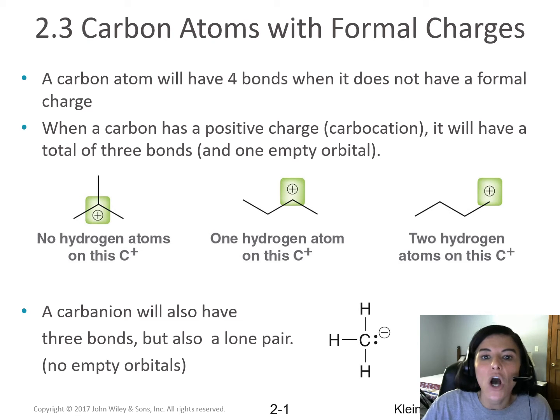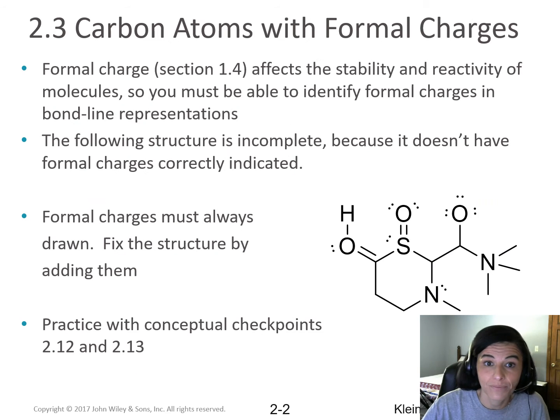And this is always the case. If a carbon has a positive charge, that means it always has 3 bonds and 1 empty p orbital. If it has a negative charge, it always has 3 bonds and 1 lone pair. Formal charge affects the stability and reactivity of molecules. So you must be able to identify formal charges in bond-line representation.